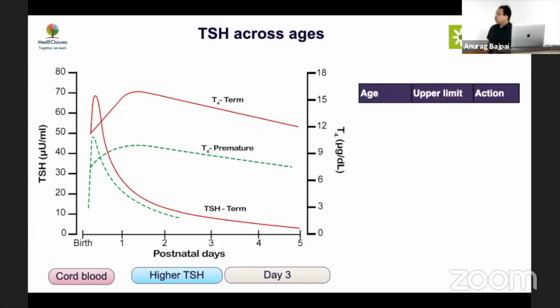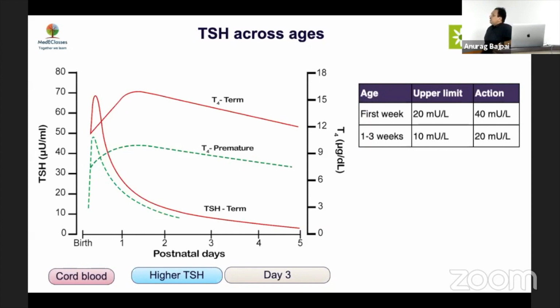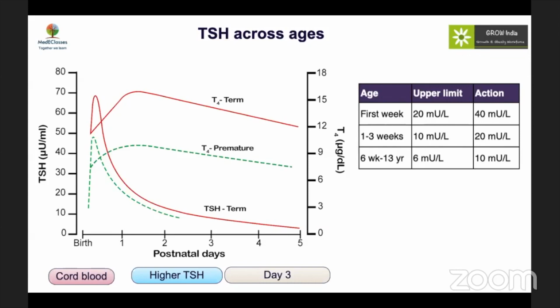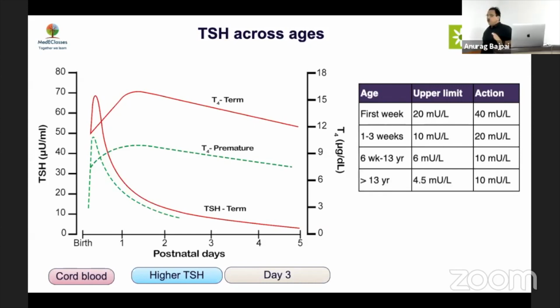So what are the age limits you have to bother about? In the first week, the upper limit is 20, then it becomes 10 and 6. So action points you put on the right hand side, 40, 20 and 10, otherwise it's 20, 10 and 6. Until what age do we consider TSH of 6? That is actually till 13 years of age.